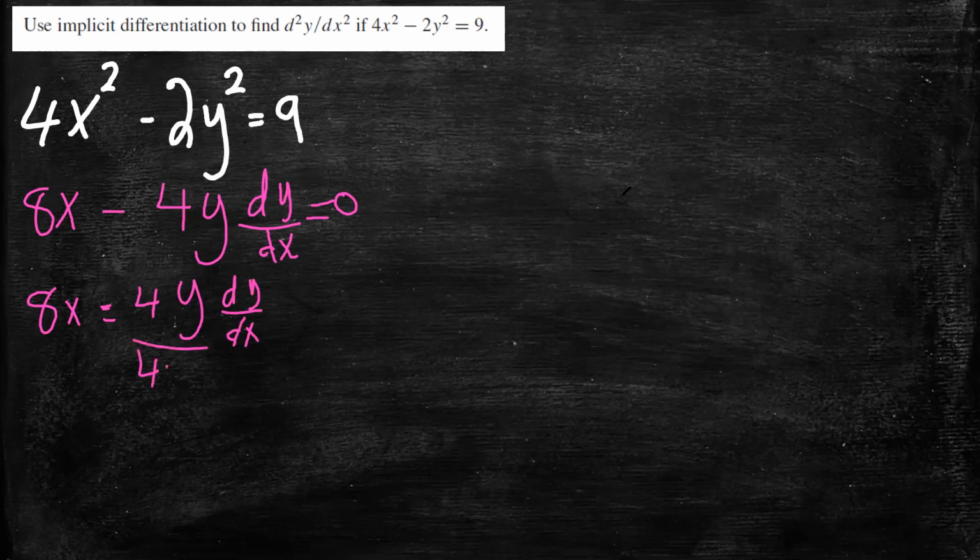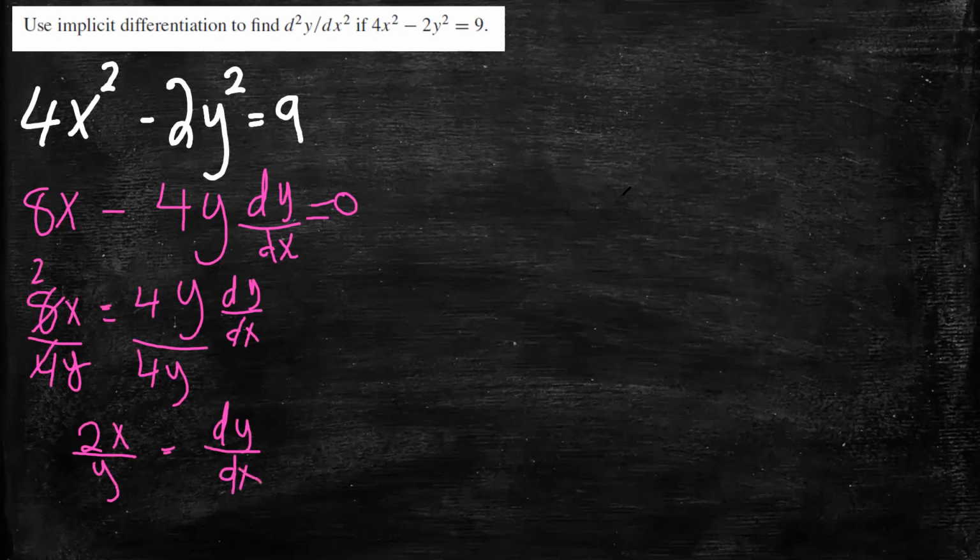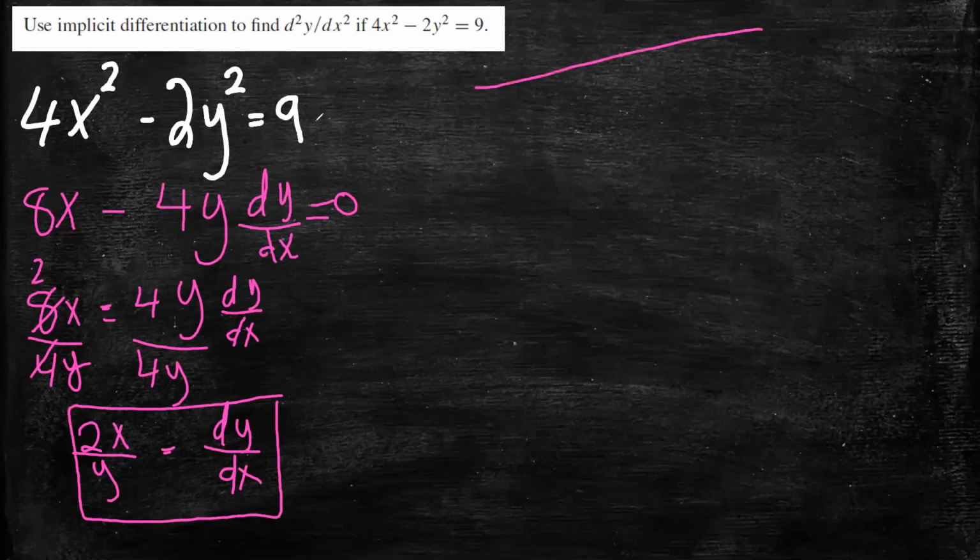Then divide by 4y, divide by 4y. So 2x over y equals dy over dx. This is the first derivative. As we said before, we found the derivative of x, the derivative of y, and since we find the derivative of y, you must write dy over dx. So 2x over y is dy over dx.